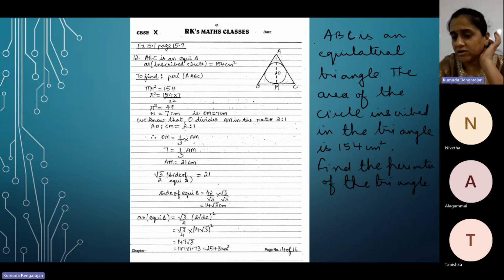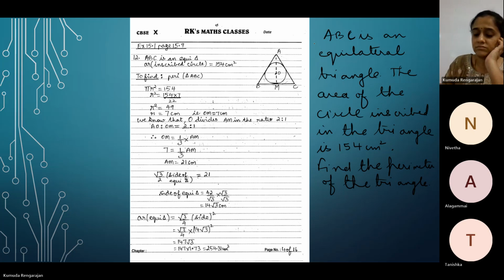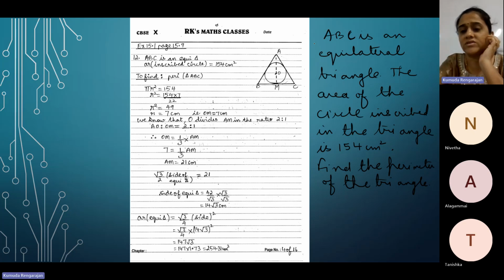ABC is an equilateral triangle. Area of the circle inscribed in the triangle is 154 centimeters square. Find the perimeter of the triangle. Yeah, please work. I'll explain. Just try to understand as much as possible. It's very simple. Taken the question, all of you?